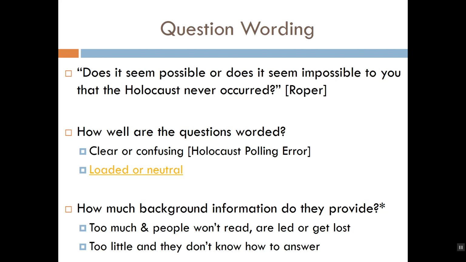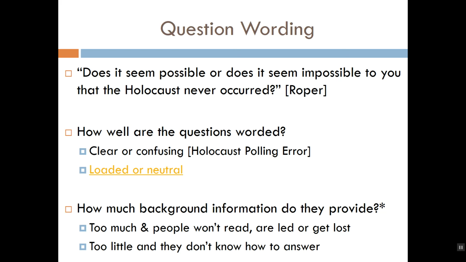So in this instance, the Roper Institute, a normally reputable source of public opinion information, ran a public opinion poll. And what they wanted to do is they wanted to figure out what proportion of the American population harbored doubts about whether or not the Holocaust had ever actually occurred. And to figure this out, they ran the following polling question. Does it seem possible, or does it seem impossible to you, that the Holocaust never occurred? So that was the question that they administered. And they found that a fairly substantial proportion of the general population harbored doubts about the Holocaust based on the way that people responded to this question.